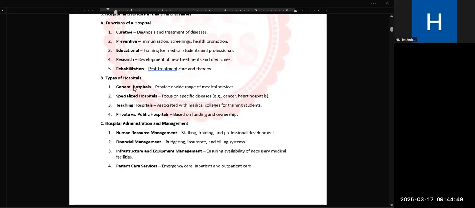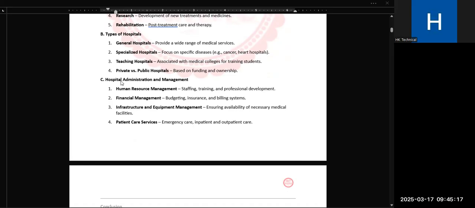Types of hospitals include general hospitals, specialized hospitals, teaching hospitals, and private and public hospitals. General hospitals usually provide a wide range of medical services, and specialized hospitals, as we discussed, are like cancer and heart hospitals. Teaching hospitals are mainly institute-based, like medical colleges, for training students. Private and public hospitals differ based on funding and ownership.